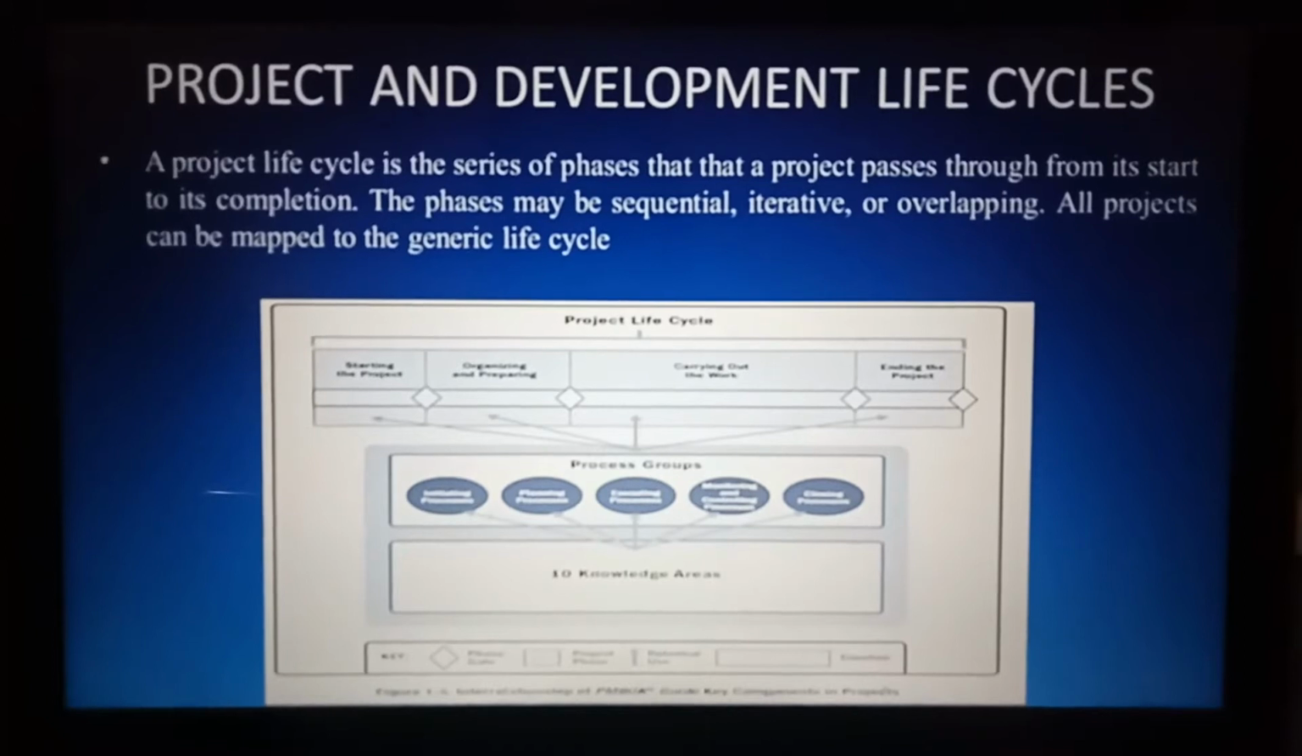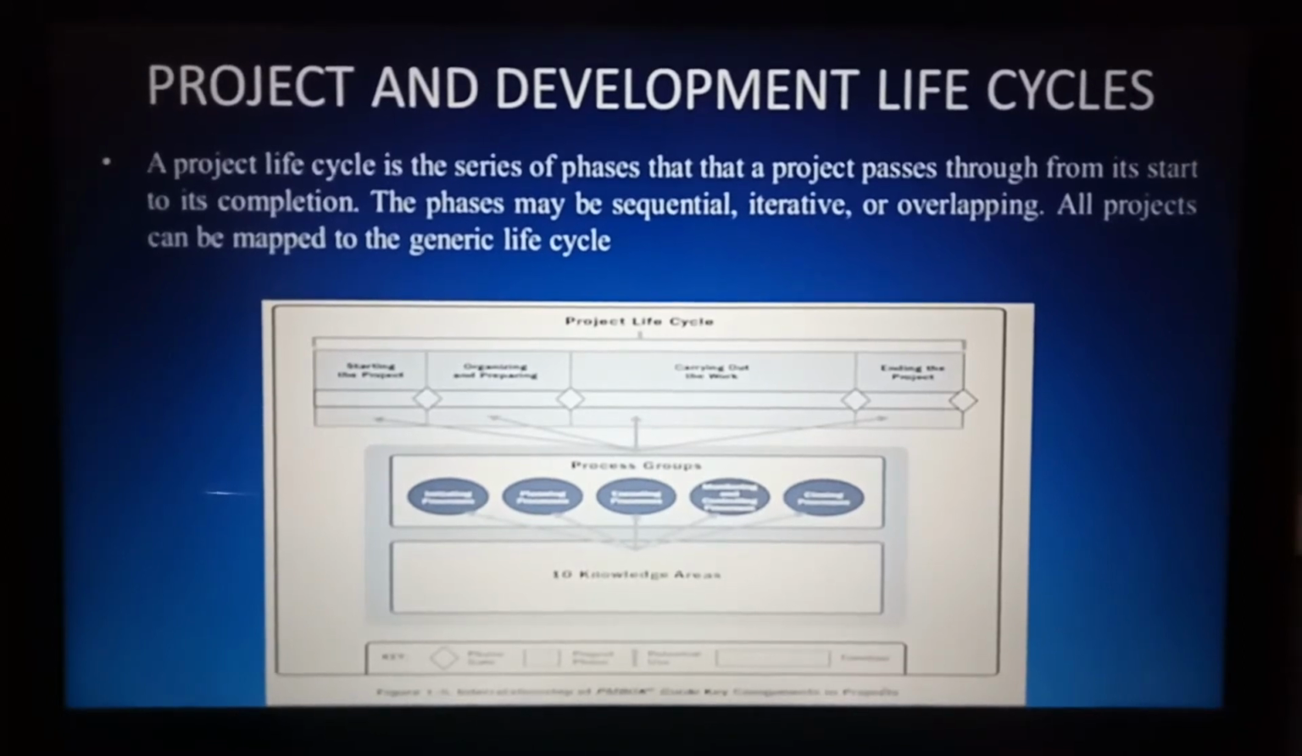The overall diagram is the project life cycle. Starting the project, organizing and preparing, carrying out the work, ending the project, and in the middle, it's given the initiating processes, planning processes, executing processes, monitoring and controlling processes, and closing processes. These are the process groups. And the 10 knowledge areas, which will be studied later on, are in the middle one.